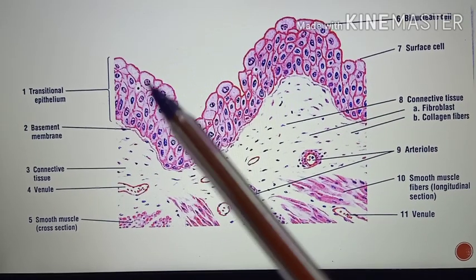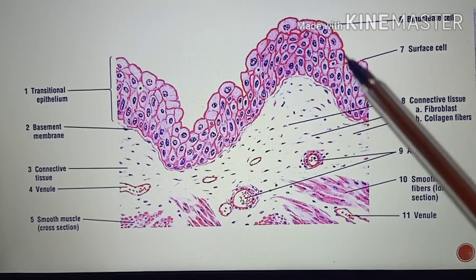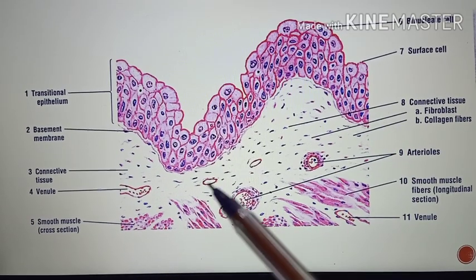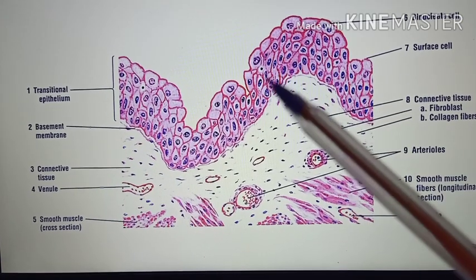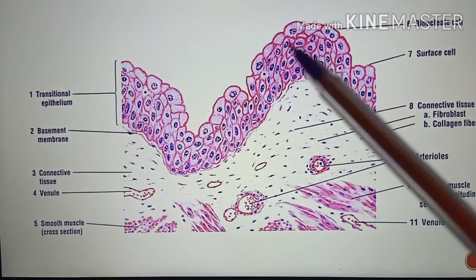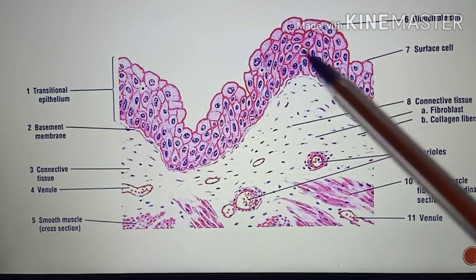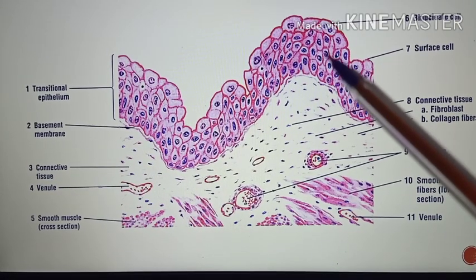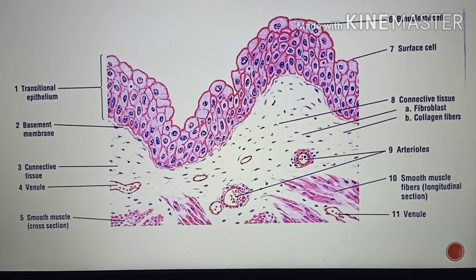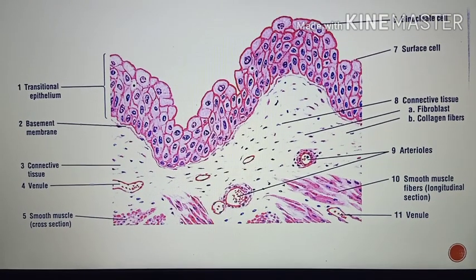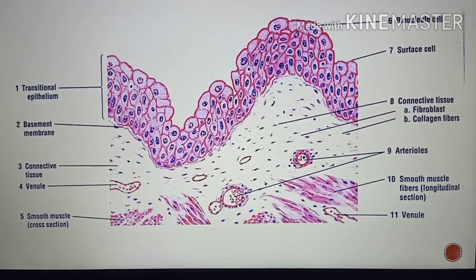So here you are having the epithelium. So that is the transitional epithelium. This is the lamina propria. So coming to this epithelium, so this epithelium is stratified type of epithelium. It is having many layers. So this epithelium is having the capacity to stretch. It is also called as urothelium.